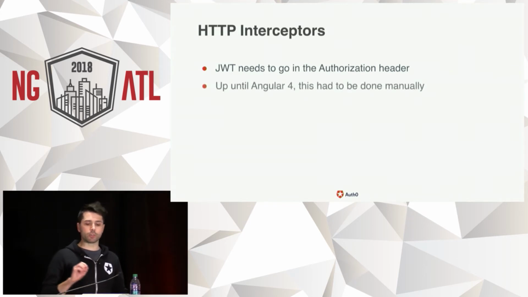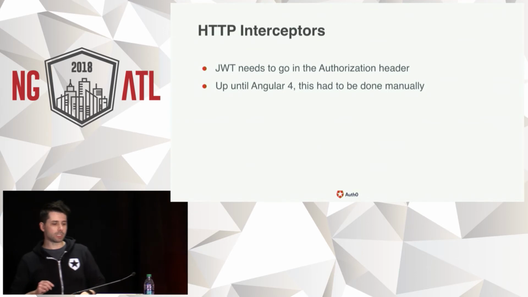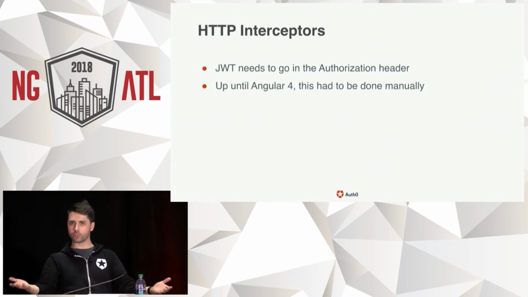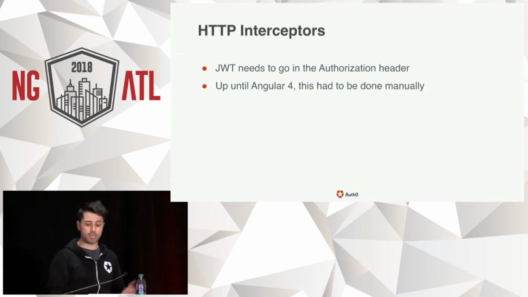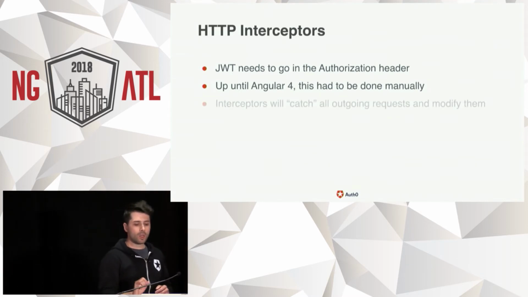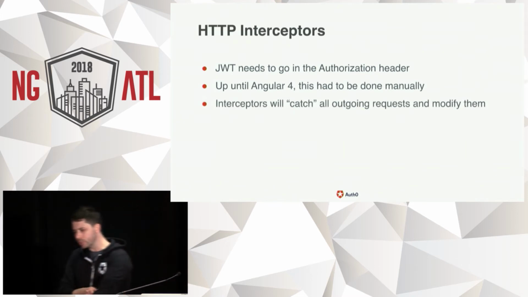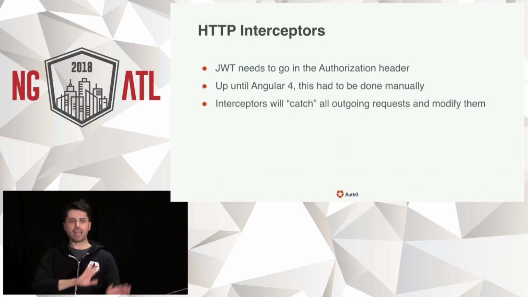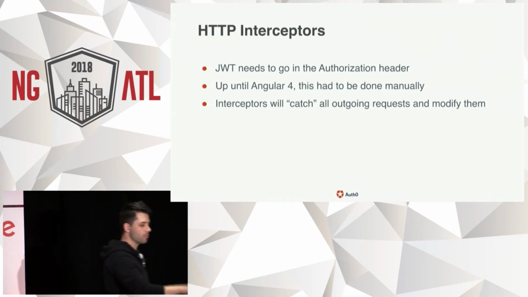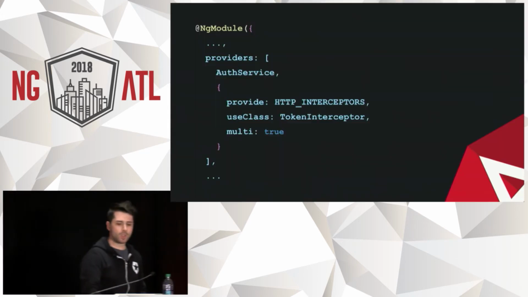They didn't arrive until version 4.3. I wanted to update that to say 4.3, but I forgot to. So before version 4.3, this had to be done manually, kind of attaching a header on every request you would make. So what we want to use interceptors for is to catch any outgoing HTTP requests, modify that header, and then send them on their way.